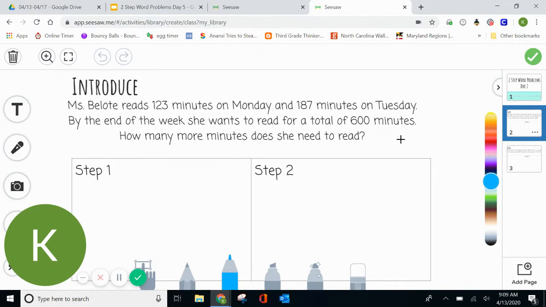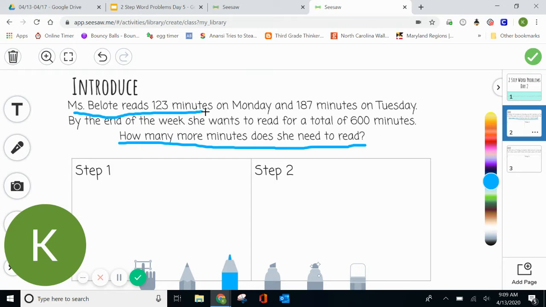So thinking back to yesterday, I need to start by finding my question. Right here. How many more minutes does she need to read? In order to figure out how much more she needs to read, I need to go back and find any information that tells me how much Miss Belote has already read.